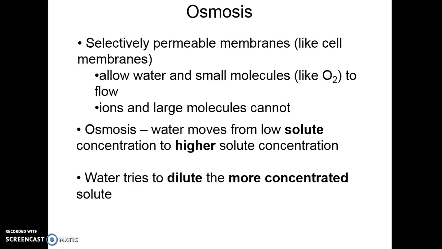So let's look at what happens in osmosis. When you have a more concentrated solution on one side and a less concentrated solution on the other, water is going to go where there is more water to where there is less water. In other words, water moves from where there's a low concentration of solutes to where there's a high concentration of solute. I say that water tries to dilute the more concentrated solution.